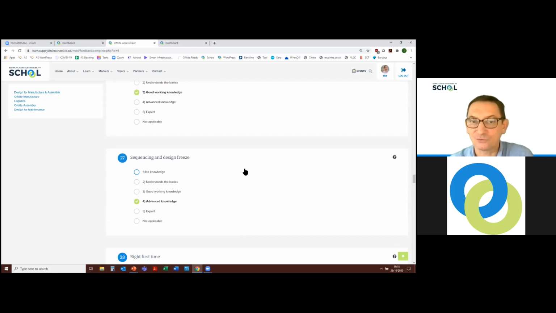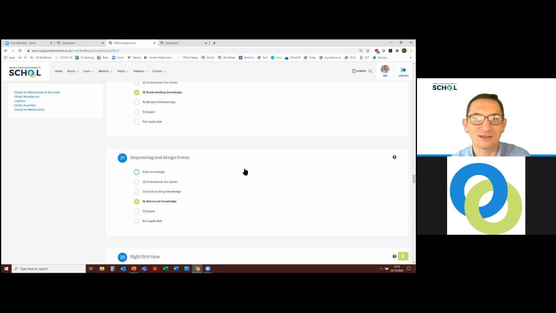Sequencing is really important as well. We've got to explain to our clients that there is a design freeze a lot earlier. So you can't have a client coming to site and saying, love that, but can you just change the positioning of the utility cupboard or the bathroom, please? You just can't do that with an offsite solution. So design freeze is back at RIBA stage 2.